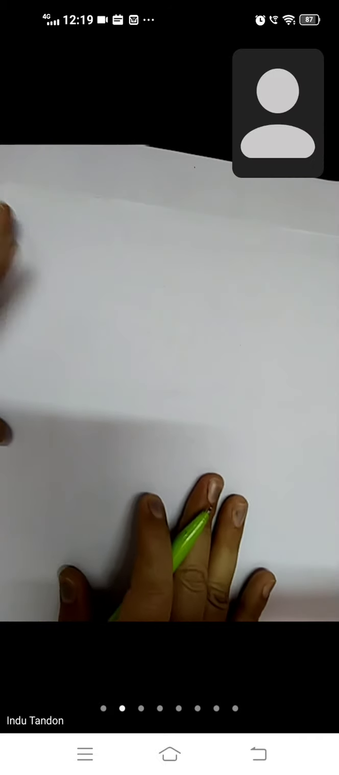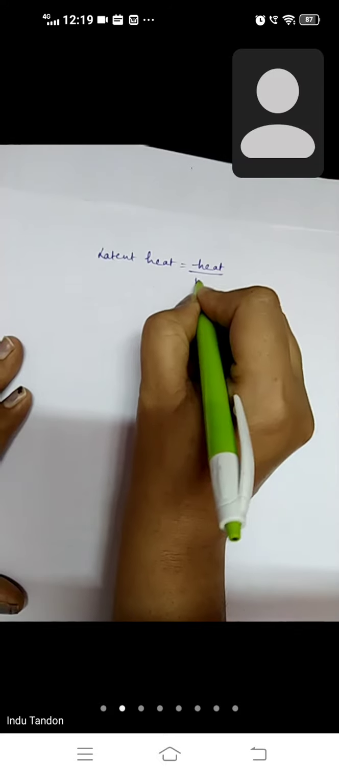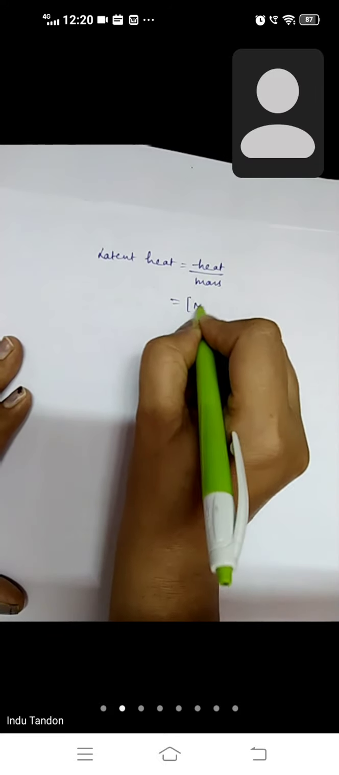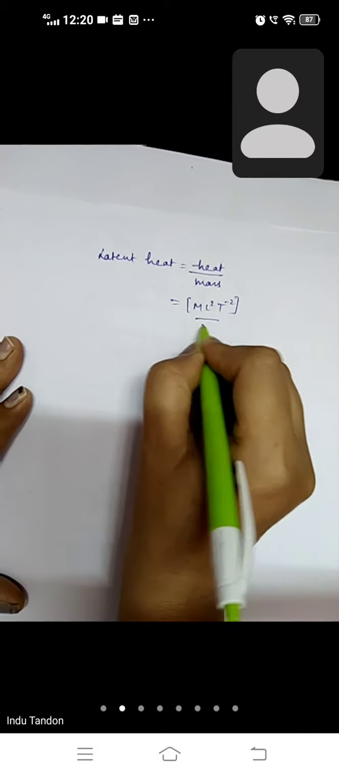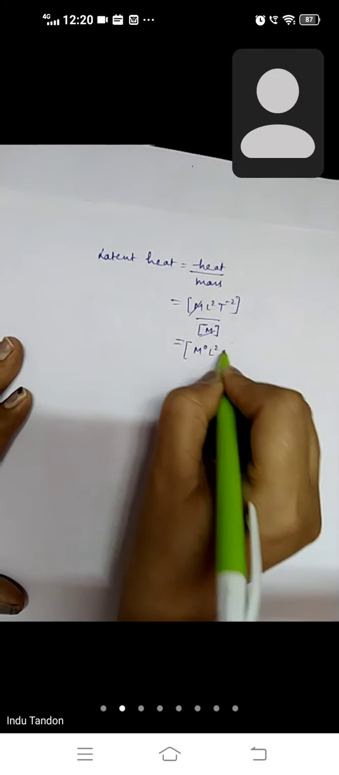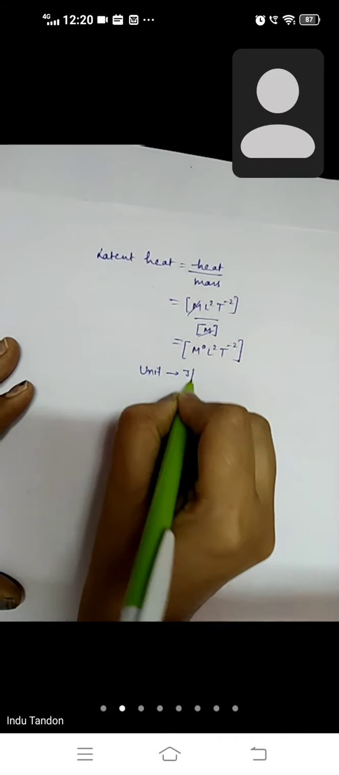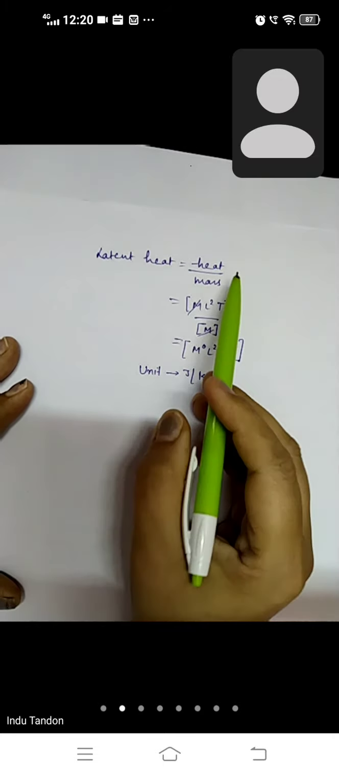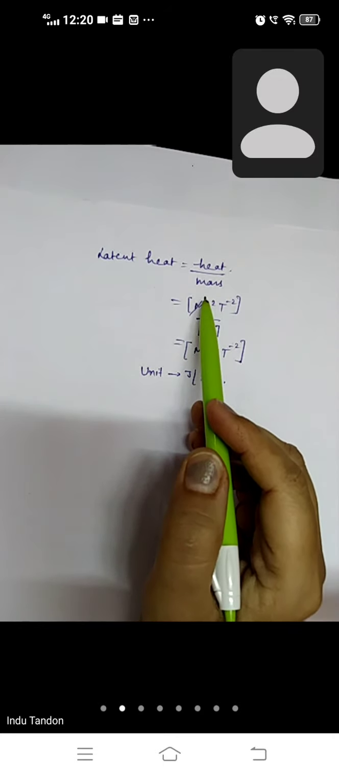Next is latent heat. Latent heat is heat energy per unit mass. Heat is ML²T⁻². Mass is m, so it gets cancelled out and it becomes M⁰L²T⁻². And what is its unit? Joule per kg. It is joule divided by kilogram.